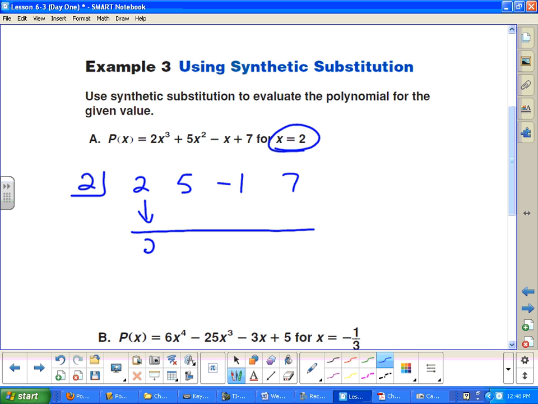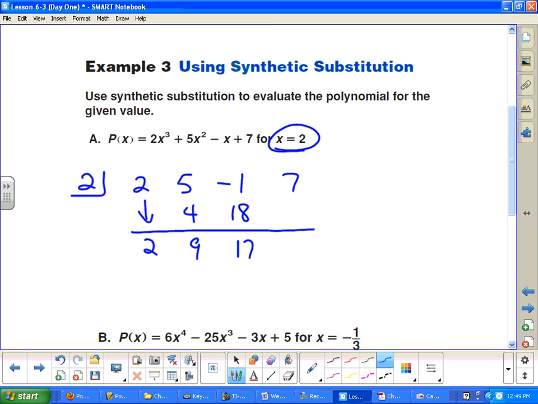Bring down the 2. Multiply. Our number in our L here, 2 times 2 is 4. Add those together. 5 plus 4 is 9. 2 times 9 is 18. Add those together and I get 17.